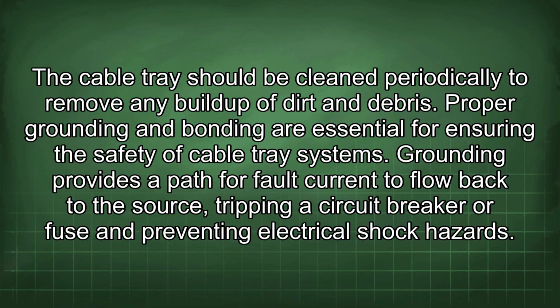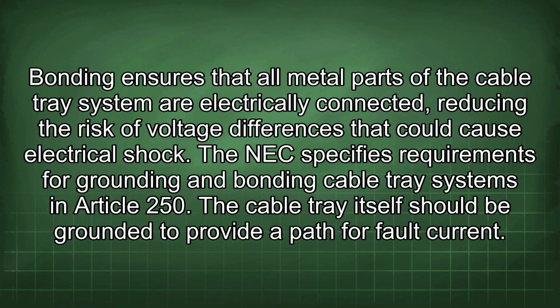Proper grounding and bonding are essential for ensuring the safety of cable tray systems. Grounding provides a path for fault current to flow back to the source, tripping a circuit breaker or fuse and preventing electrical shock hazards. Bonding ensures that all metal parts of the cable tray system are electrically connected, reducing the risk of voltage differences that could cause electrical shock.